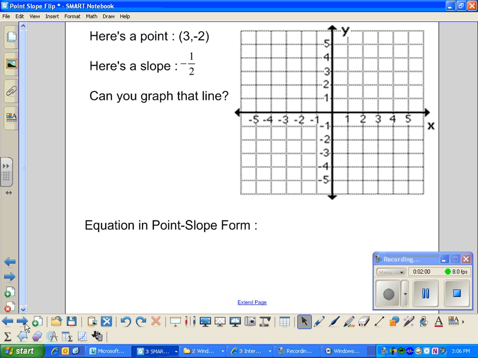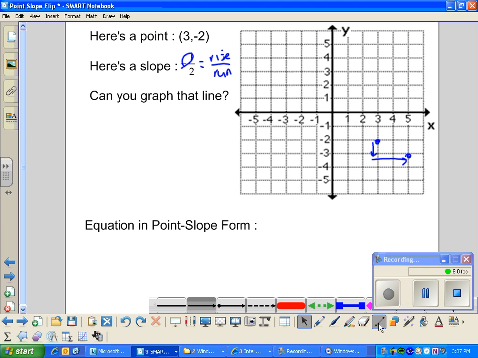Okay. Here we go. If I give you a point and I give you a slope, can you graph that line? My point is 3, negative 2. So 3 on the x-axis, negative 2 on the y-axis. Okay. And my slope is negative 1/2. So remember, this is my rise over my run. And I'm going to keep that negative with the numerator here. So it's going to be down 1 over 2. Graph my second point. Draw that line.